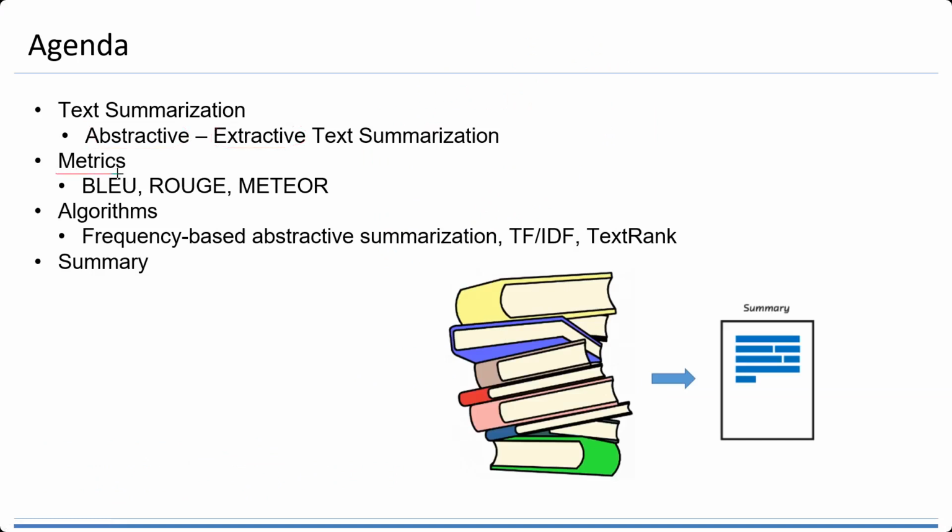I think last time we learned the metrics for the text analytics with simple metrics like precision, recall. And in this section, I would like to teach you BLEU, ROUGE, and METEOR. And we are going to learn some algorithms like frequency-based abstractive summarization. We are going to use the TF-IDF. You already know the TF-IDF, and we are going to learn about TextRank.